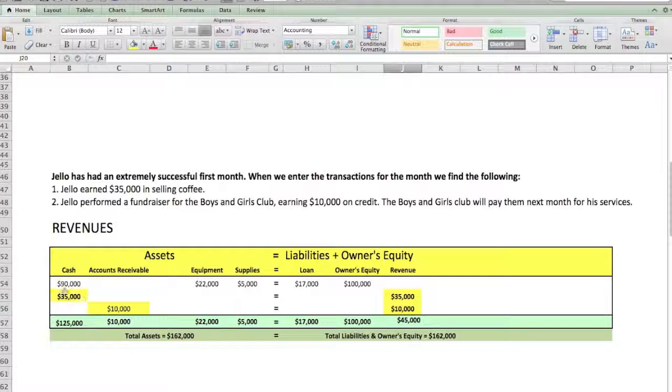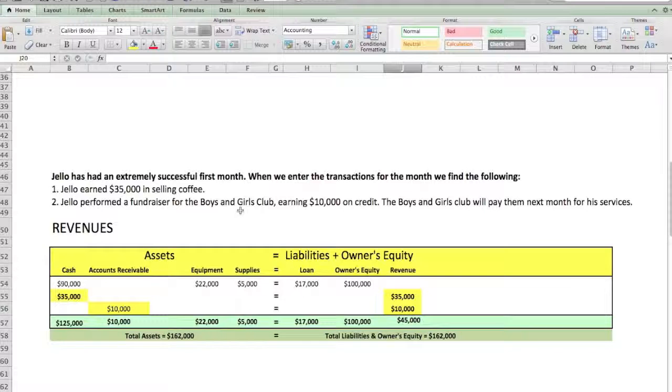You received $35,000 in cash. So you'd put that in cash, of course, and it would increase it from $90,000 to $125,000. That's always good to see for a business owner. To offset that, you have to record on this side, and that would be in your revenue. Revenue records money earned for services performed or goods sold. So we add $35,000 to revenue. They balance out. We're good to go.